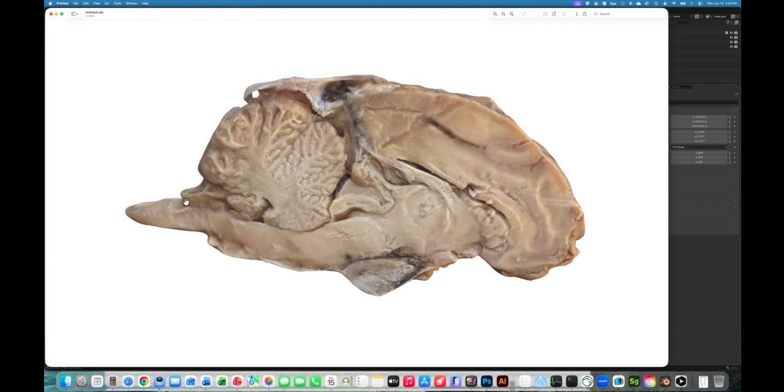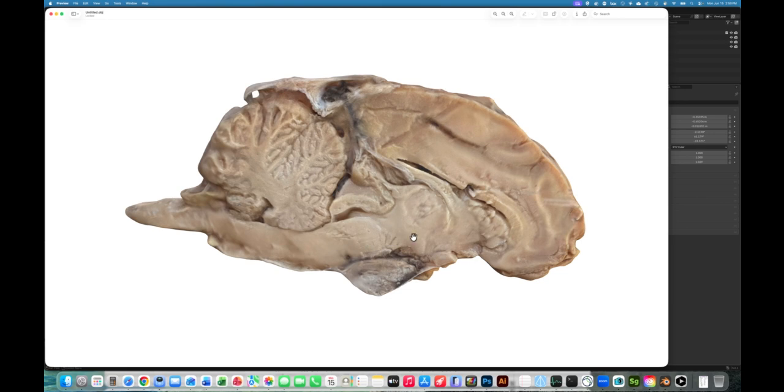Here are the openings within it. So if you can see, there's a hole here, and that's called the fourth ventricle, and it's within the medulla, and is covered over in life by something called a tela choroidea, which is something that helps produce the cerebrospinal fluid.